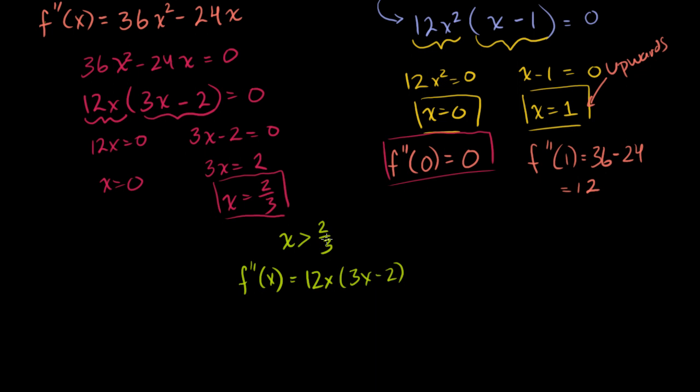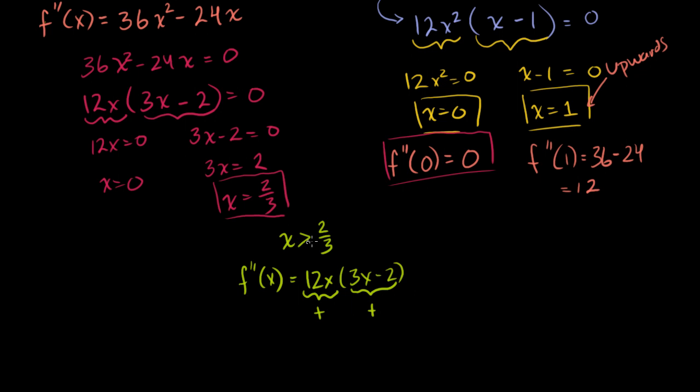So if x is greater than 2/3, this term right here is going to be positive. Any positive number times 12 is going to be positive. But what about this term right here? 3 times 2/3 minus 2 is exactly 0, right? That's 2 minus 2. But anything larger than that will make this positive. Any value of x greater than 2/3 will make this thing positive.